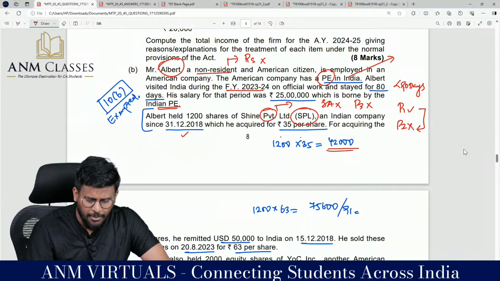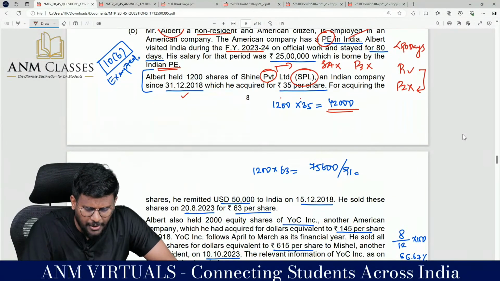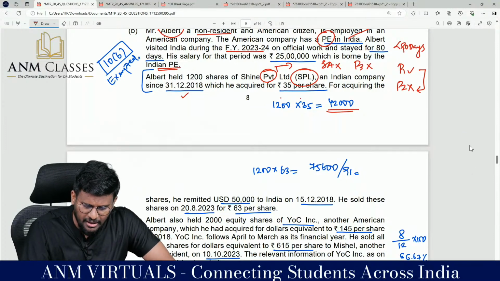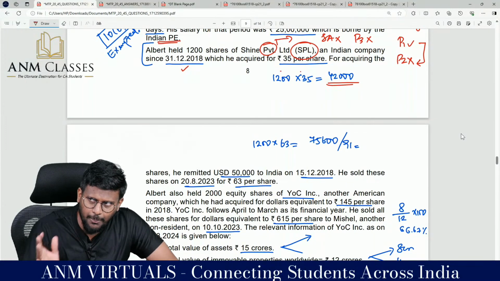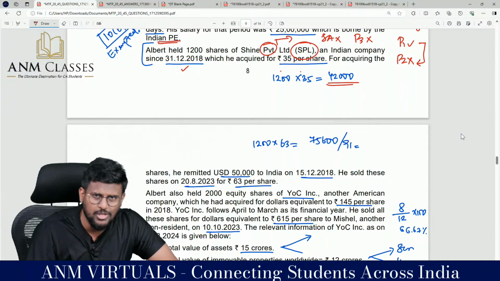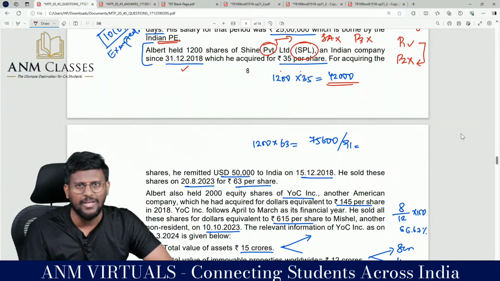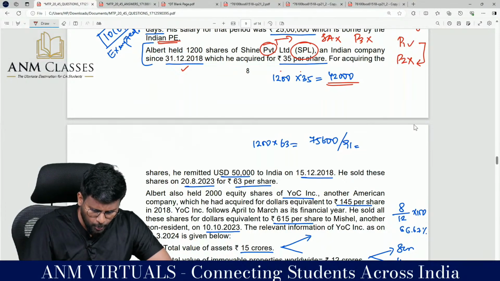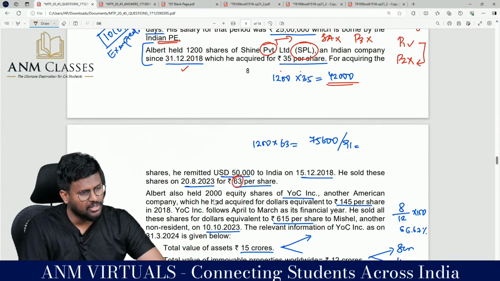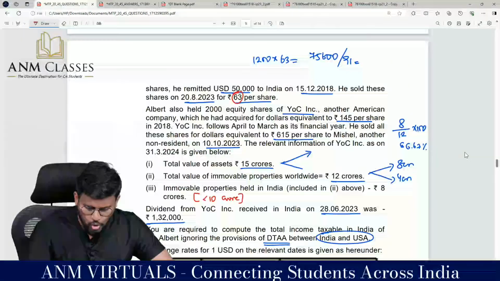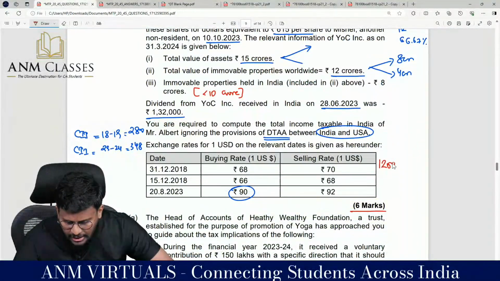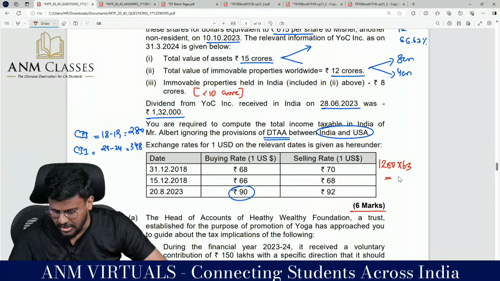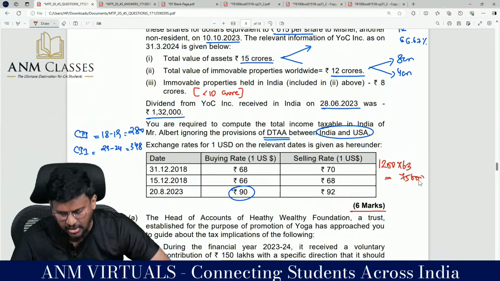Sir, because Albert was holding shares in Shine Private Limited, an Indian company. Correct? Since it is a private limited company, it is not a specified asset, so proviso 3 does not apply. Proviso 1 applies, and if proviso 1 applies, proviso 2 does not. Simple. At what price were the shares sold? 63 per share. 1200 into 63 gives the selling price: 1200 shares at 63 rupees is 75,600.